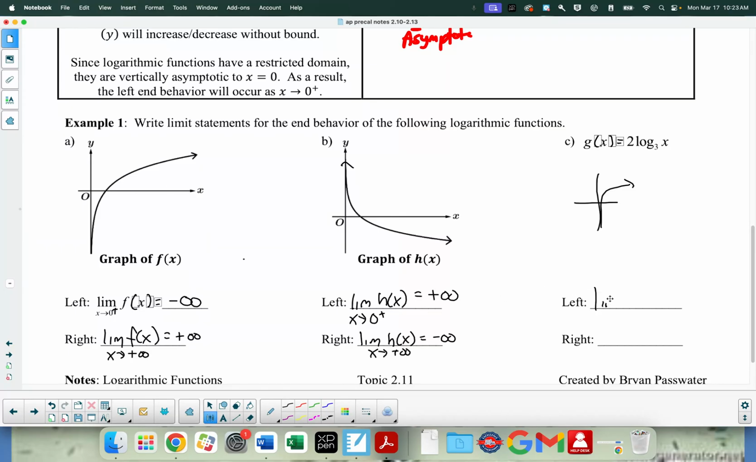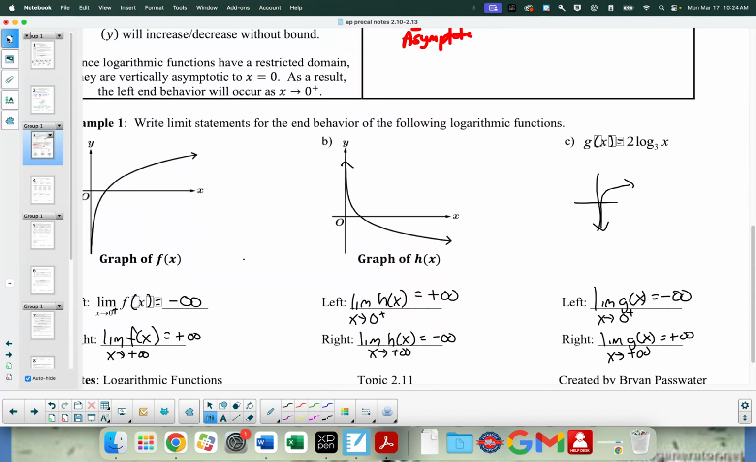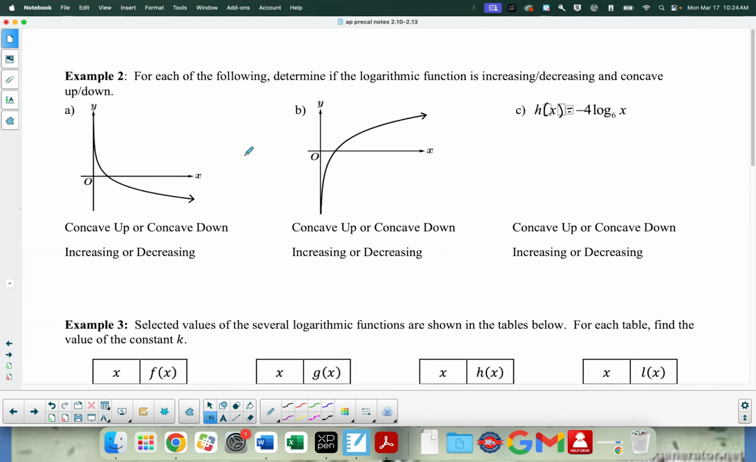So this is still the limit of g of x as x approaches 0 from the right. And that's going to equal negative infinity because it is going down. And then on the right, the limit of g of x as x approaches infinity is going to be positive infinity. So again, I'm going to show you what it looks like when you actually have a horizontal shift and it changes that asymptote and therefore your domain and your end behavior a little bit because you're not approaching 0 anymore. Okay, so but this is how you're going to have to write end behavior limit statements for logs, period, because of the asymptote. All right, so let's try some bigger and better.